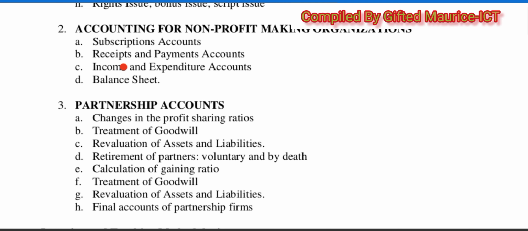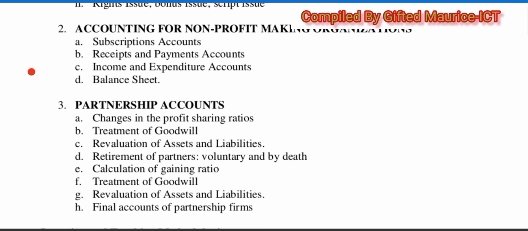And in this case, if the expenditure is more than the income, then the difference is what we call a deficit. But if the income is more than the expenditure, the difference is what we call a surplus. So a surplus is an equivalent of the net profit, and a deficit is an equivalent of the net loss in a normal profit-making organization.